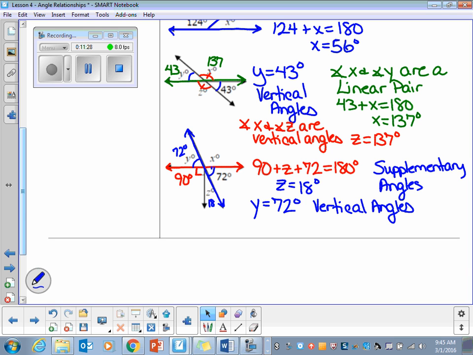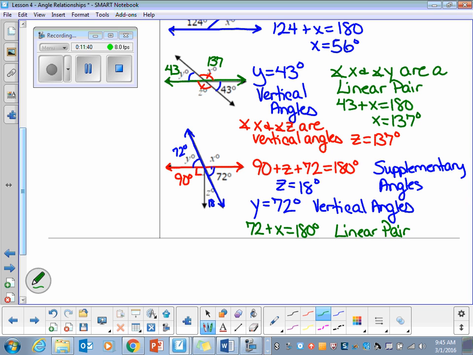And now Y plus X has to equal 180. So 72 plus X has to equal 180 degrees. This is a linear pair. There's only 2 of them. So 180 minus 72, and X is 108 degrees. A lot going on there.